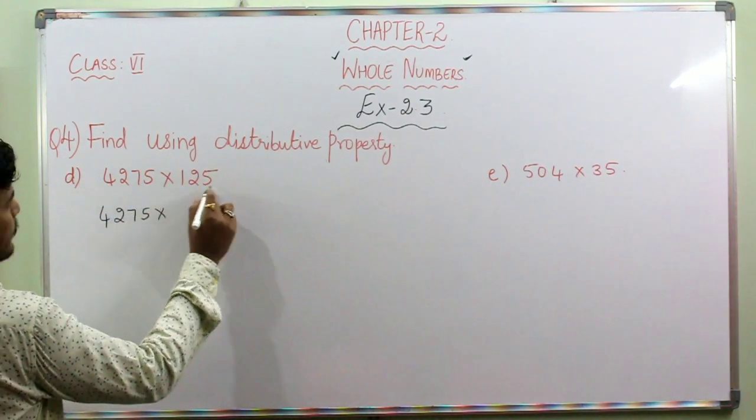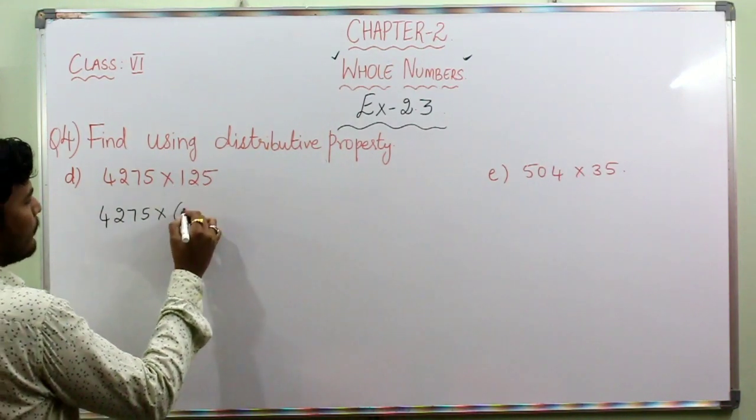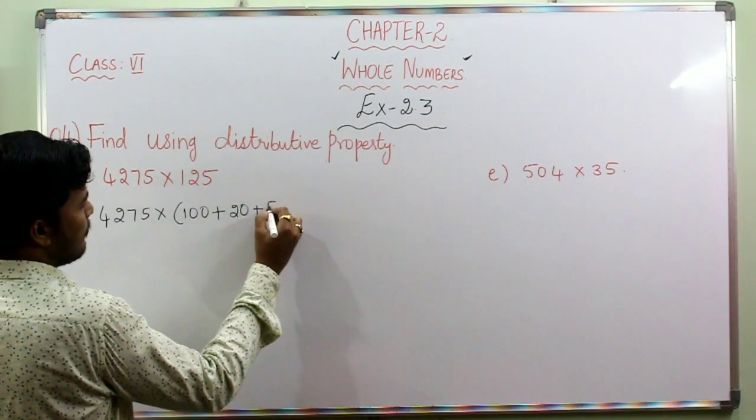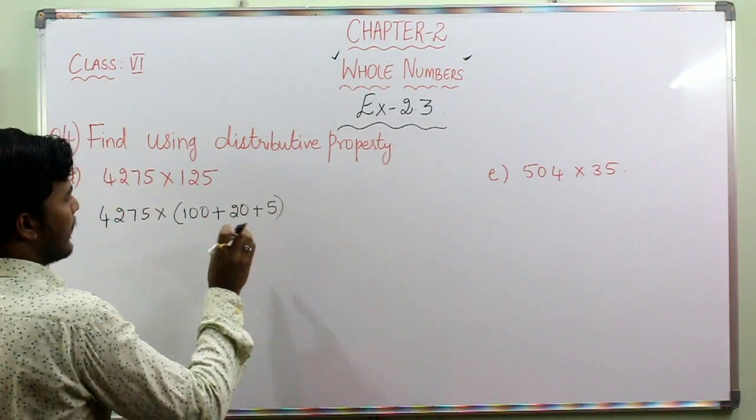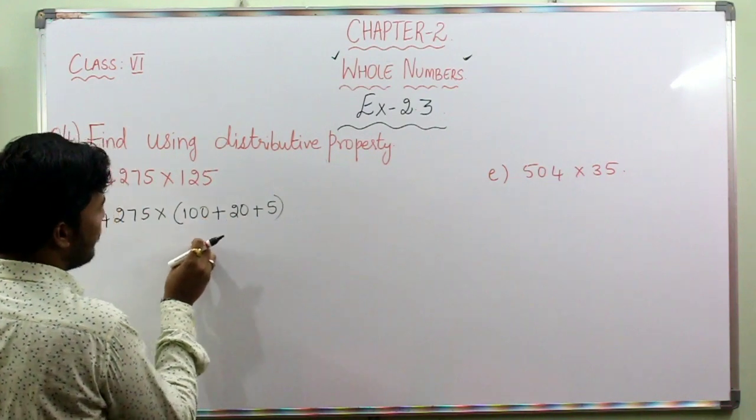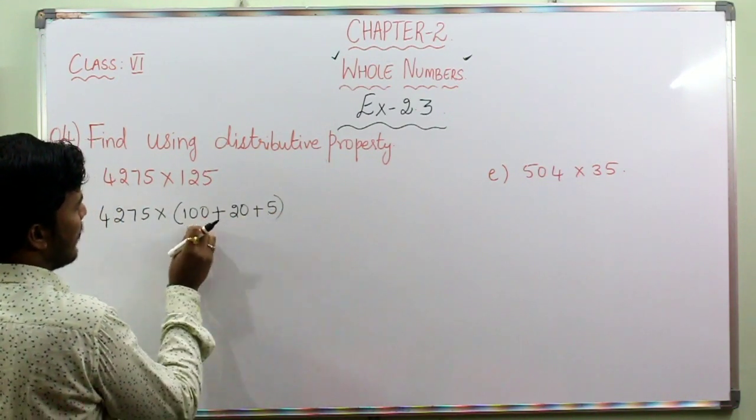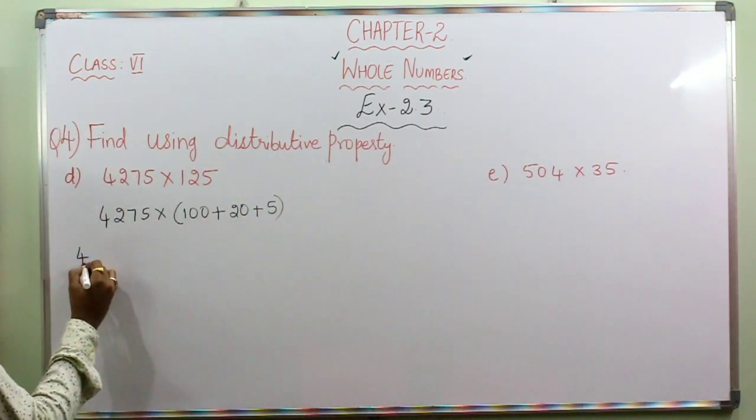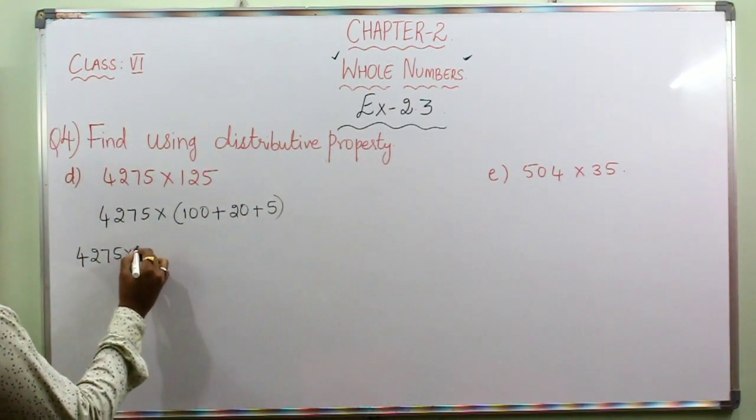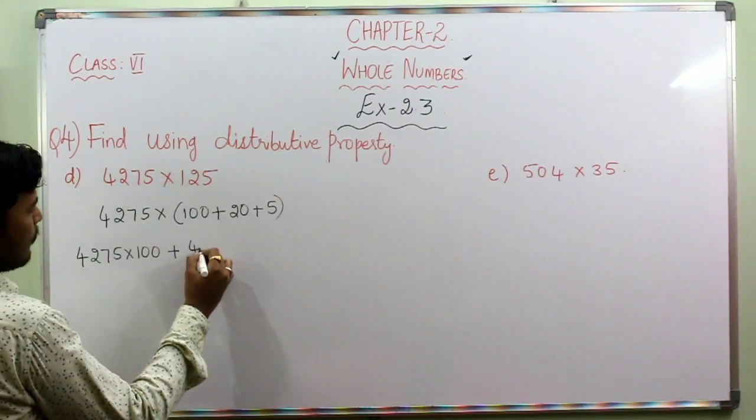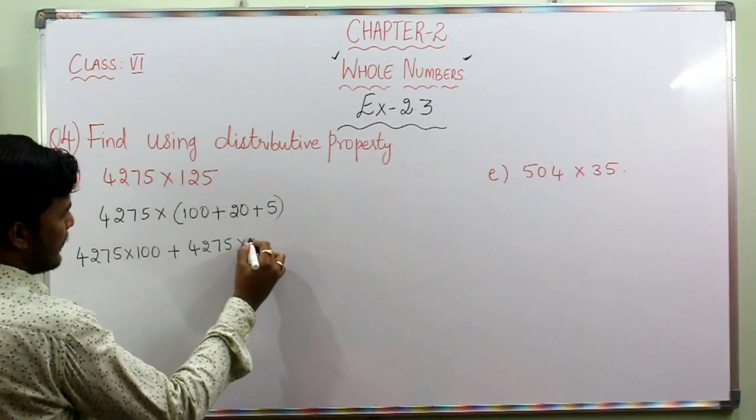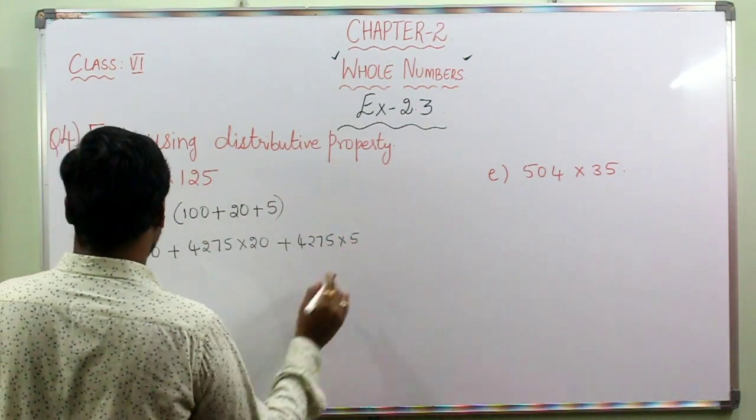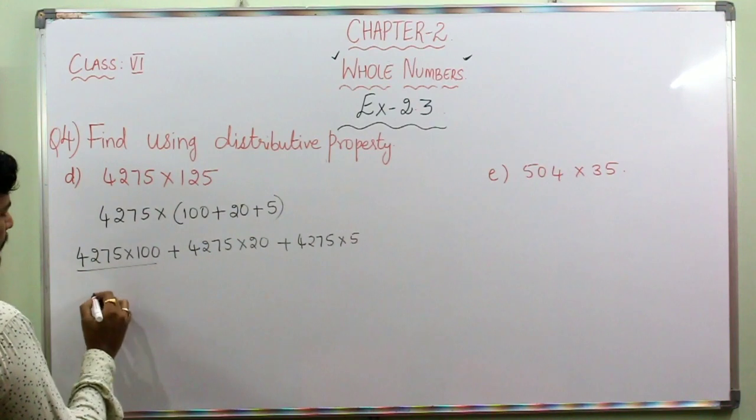Now the next one, that is the fourth bit, is 4,275 into 125. I am writing this 125 as 100 plus 20 plus 5. You can also take it directly as 25, but I am splitting it as 100 plus 20 plus 5. So 100 plus 20 will become 120 plus 5. So again, by using the distributive property, 4275 into 100 plus 4275 into 20 plus 4275 into 5.